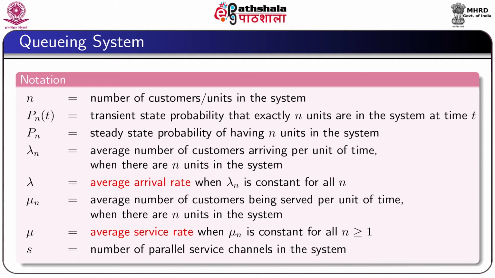Lambda, we denote lambda by the average arrival rate when lambda_n is constant for all n. Mu_n is the average number of customers being served per unit of time when there are n units in the system. Mu is the average service rate when mu_n is constant for all n greater than or equal to 1. S is the number of parallel service channels or service stations in the system.